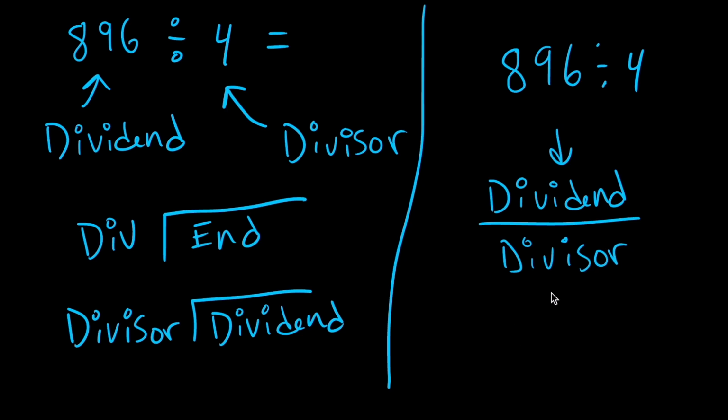There. And then for the forward slash, actually let me complete this here. So you'll have 896 divided by 4 equals. And then the forward slash, 896 divided by 4 equals. That one, you just write it like this.